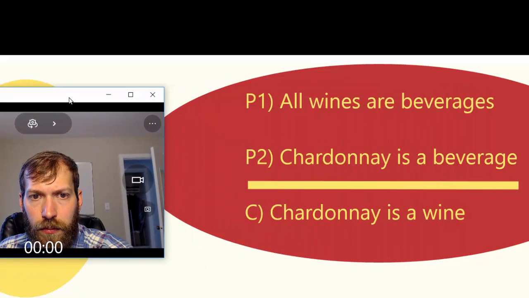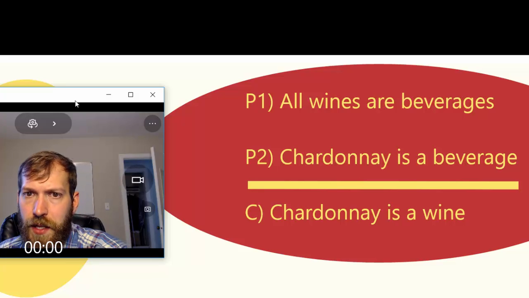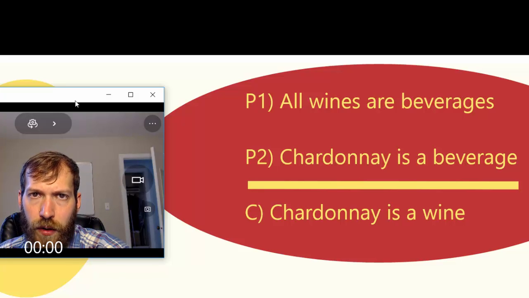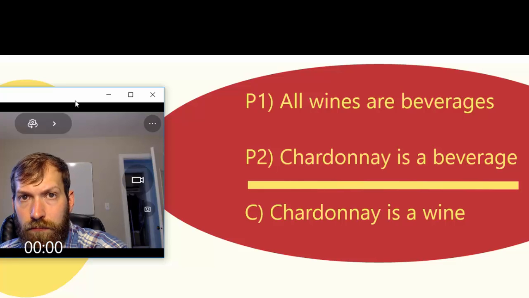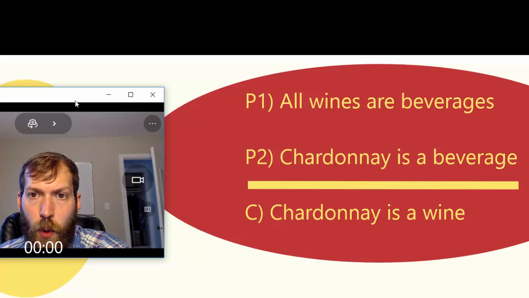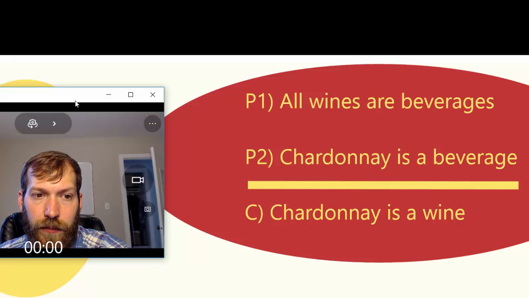So let's now look at this other argument and decide whether it's a deductive argument or inductive argument. It says premise 1, all wines are beverages. Premise 2, Chardonnay is a beverage. Therefore, Chardonnay is a wine. So again, pause the video, take a moment to determine whether you think this is an inductive argument or a deductive argument.